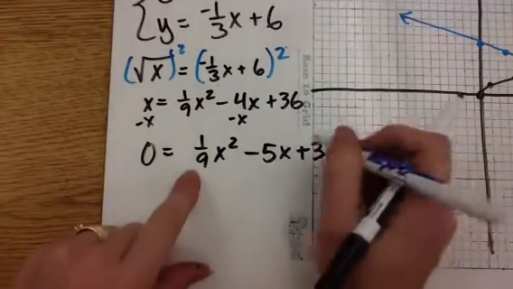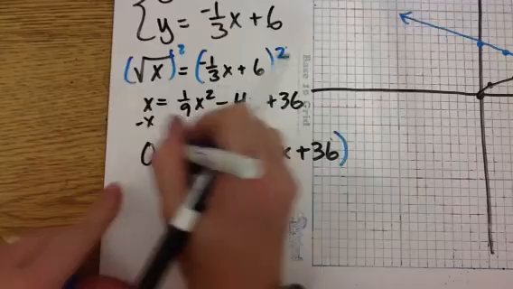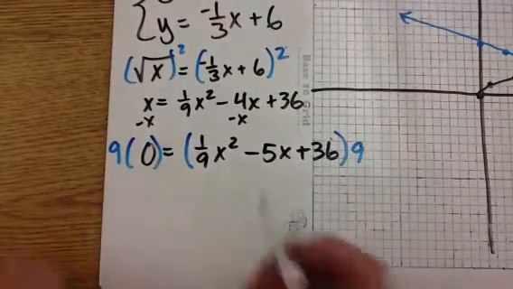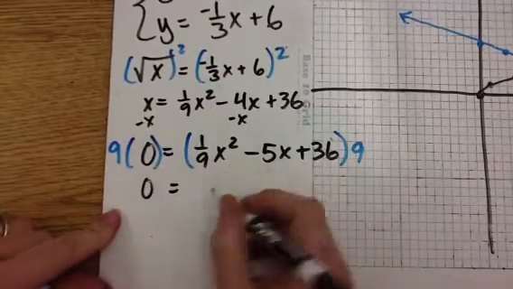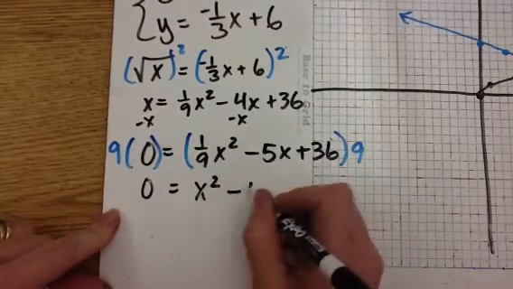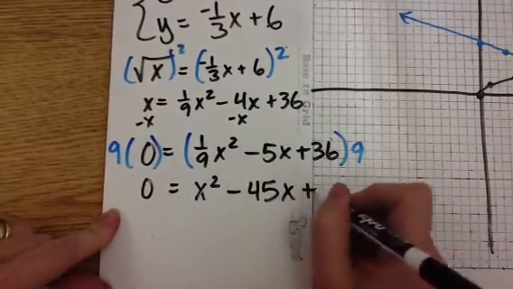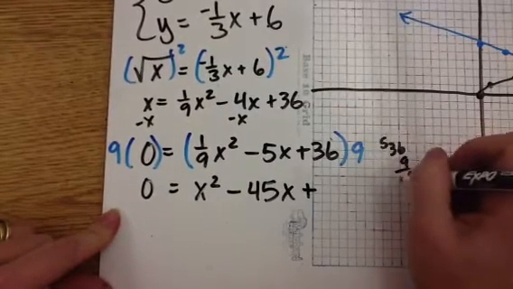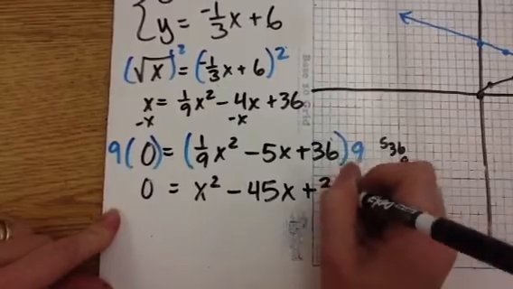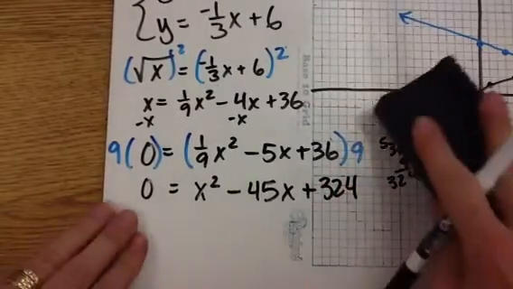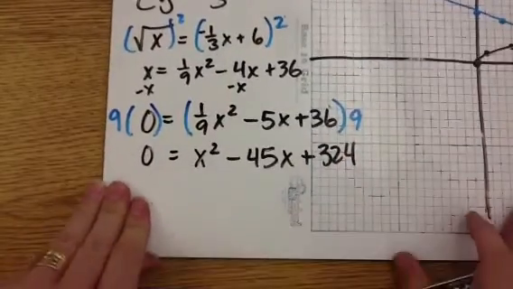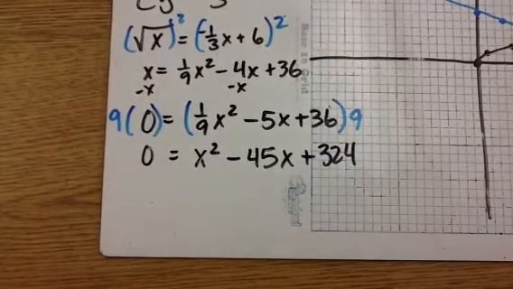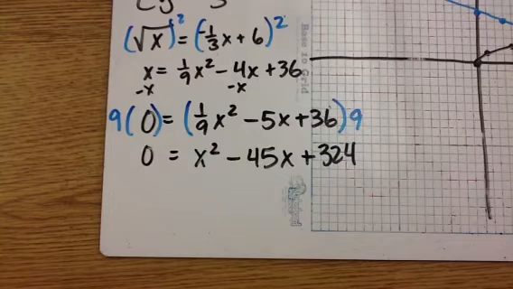And the easiest way to deal with this fraction is to just multiply both sides of the equation by 9. I still have 0 on the left, but that gives me x squared minus 45x plus whatever 36 times 9 is. 324. Goodness gracious. I think I'm going to grab a calculator so we can use the quadratic formula on this one.